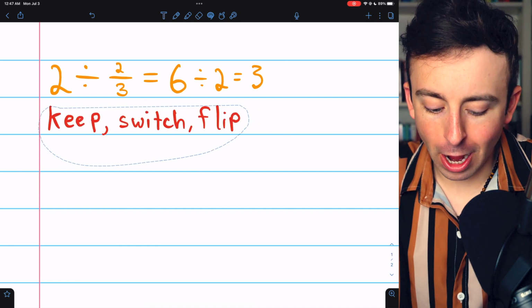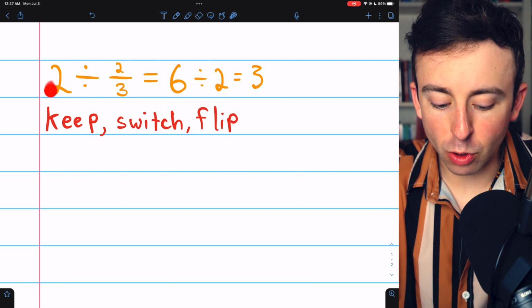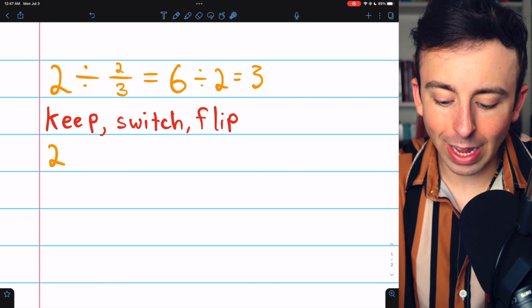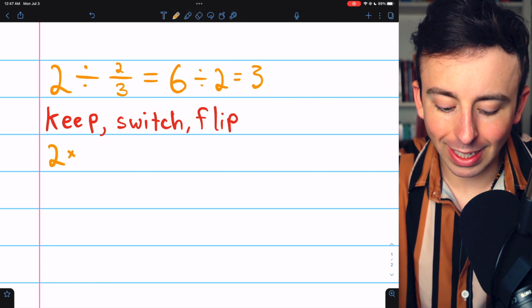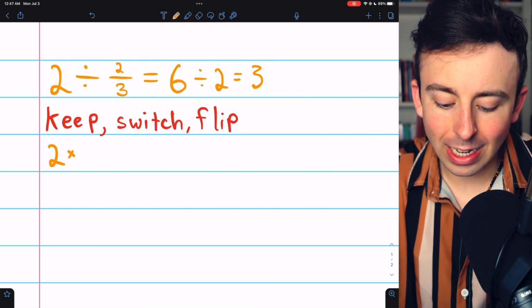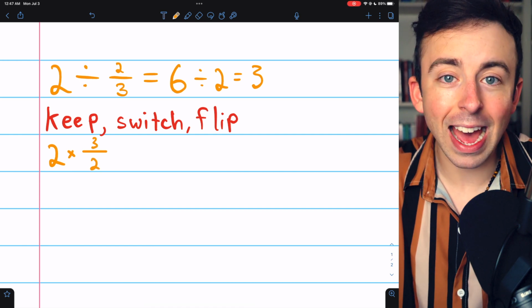It's often described as keep, switch, flip. The idea is that we need to keep the first number, we keep 2, we switch the division to multiplication, and then we flip the fraction that we're dividing by. So instead of 2/3, we flip it to what's called its reciprocal, 3/2.